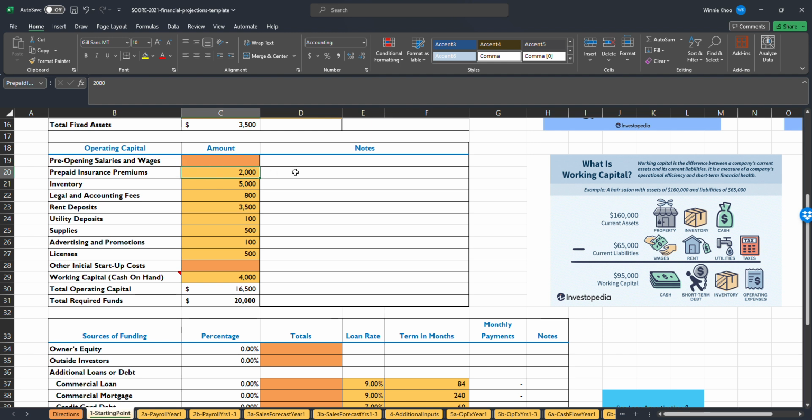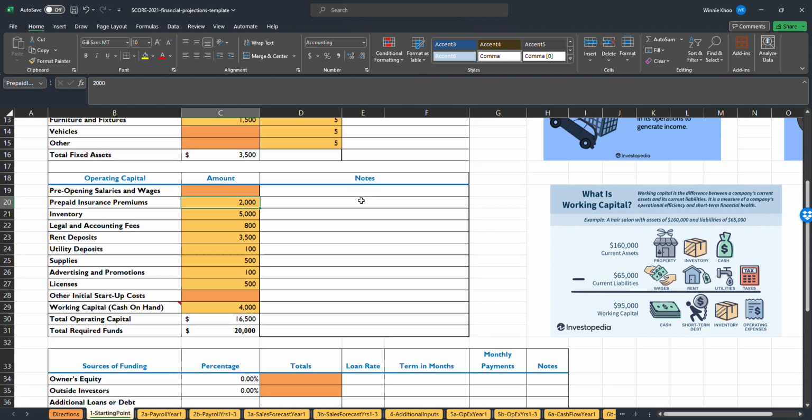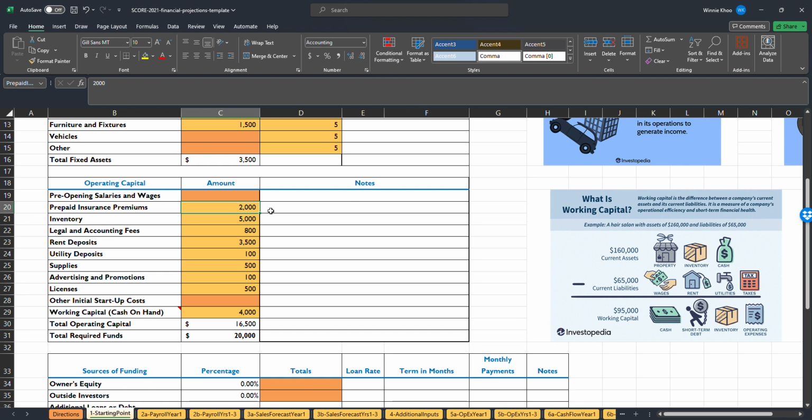Prepaid insurance premiums. If you want to pay for the whole year and prepay any insurance you'll need, whether it's car insurance for that vehicle, or if you are a doctor, medical malpractice insurance, workman's comp, general liability, any of the insurances you're paying up front for the whole year, that's what you would put in prepaid insurance premiums.